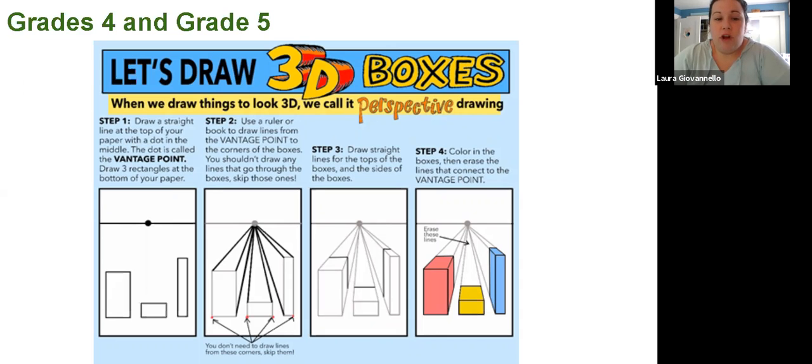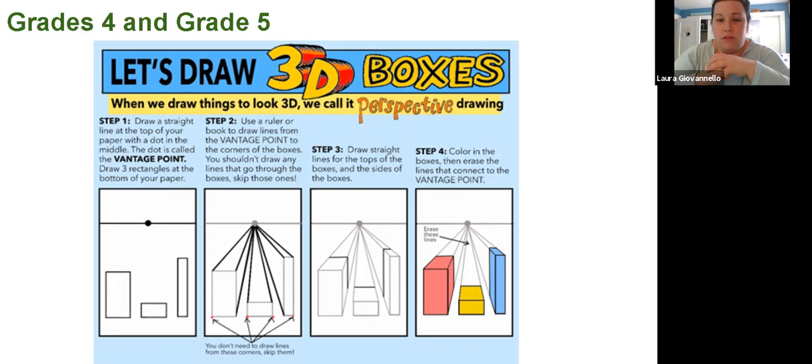I want you to then draw 3 shapes at the bottom of your paper. So you can see a tall rectangle, a short rectangle, and a tall thin rectangle. Step 2 is to use a ruler or a book. If you don't have a ruler, you can always find a book and use the edge of the book to help you make a straight line. You're going to use the ruler or book to draw straight lines from the vantage point to the corners of your boxes. You shouldn't draw any lines that go through your boxes.